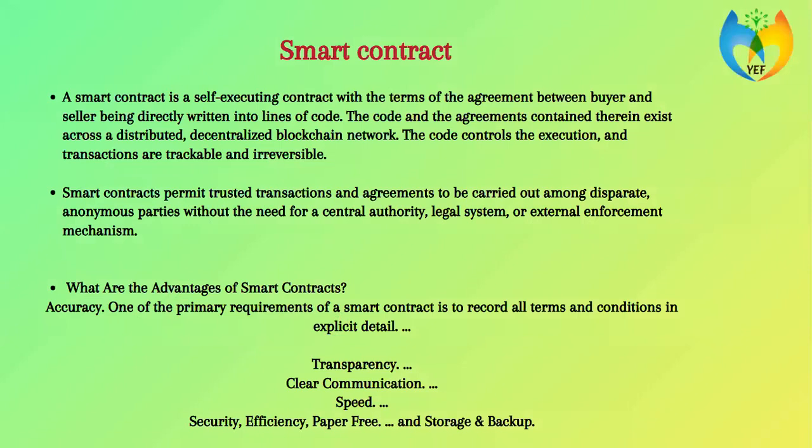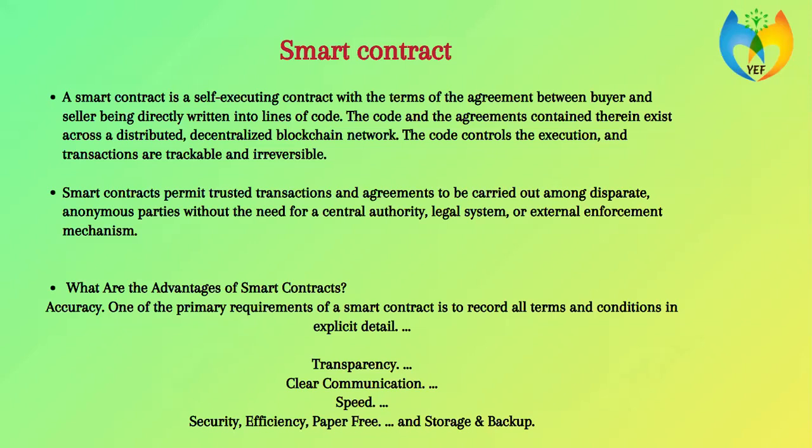Thank you, Ajay, for giving me the opportunity. Now let us know some facts about smart contracts. A smart contract is a self-executing contract with the terms of the agreement between buyer and seller being directly written into lines of code. The code and the agreements contained therein exist across a distributed, decentralized blockchain network. The code controls the execution and transactions are trackable and irreversible. Smart contracts permit trusted transactions and agreements to be carried out among disparate anonymous parties without the need for a central authority, legal system, or external enforcement mechanism.